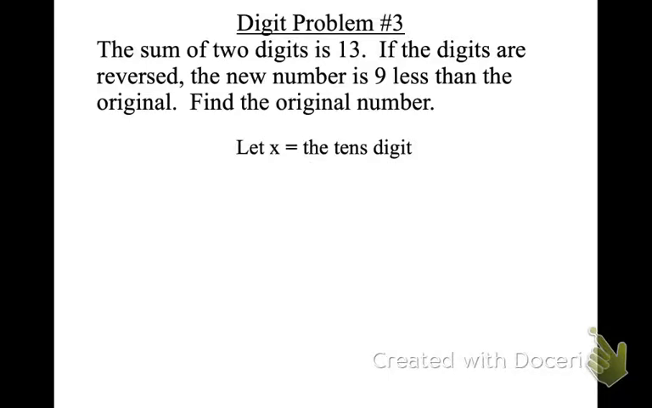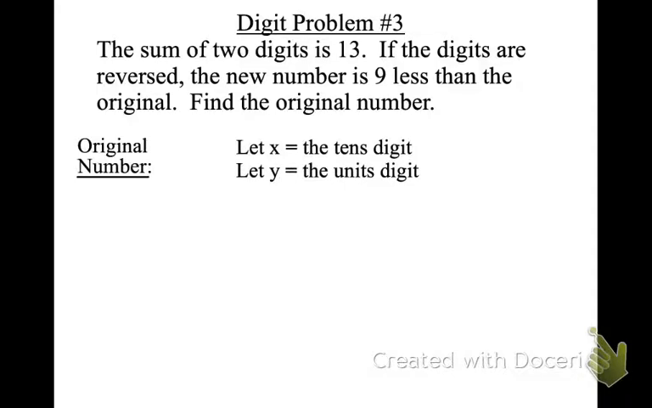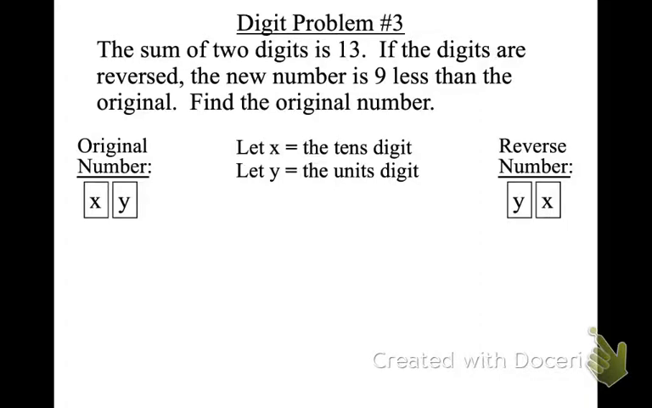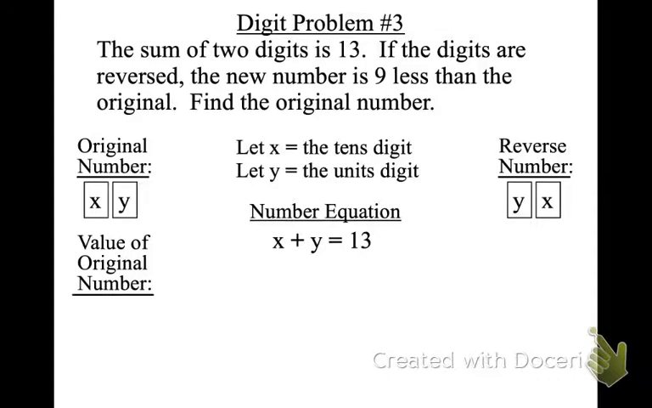Now let's check our work. Calling the x the tens digit, the original number is xy, the reverse number is yx. The original equation is x plus y equals 13. And then the next equation is 10y plus x equals. Now, notice here, you've got to do the reverse value. The new number is equals, so it's 10y plus x equals, now I have 9 less than.